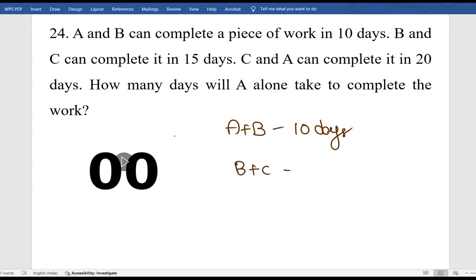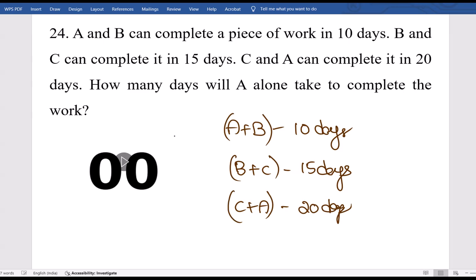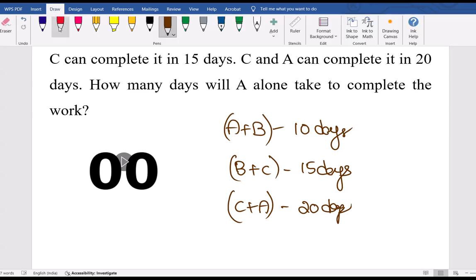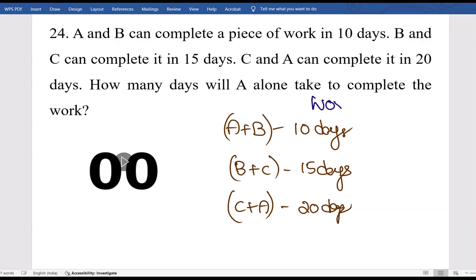Now see, A plus B can complete the work in 10 days, B and C can complete the work in 15 days, C and A can complete the work in 20 days. They are not mentioning what work they are doing, so we have to assume the work. In textbooks, they'll assume the work equal to 1. Here we'll take the work value as some number instead of 1 and x. You can take x pages also, still we'll get the answer.